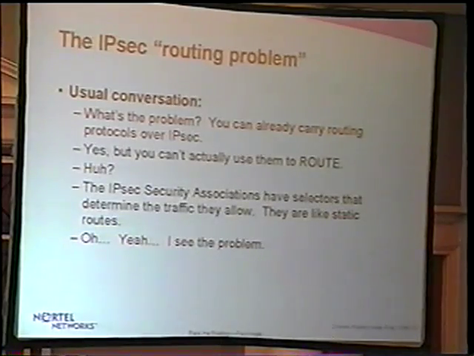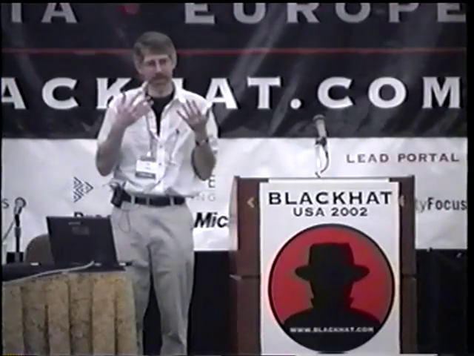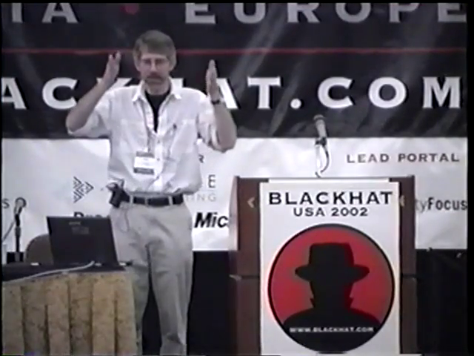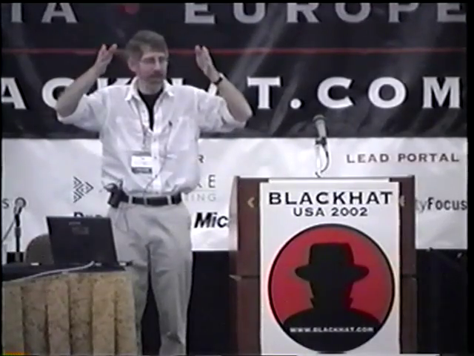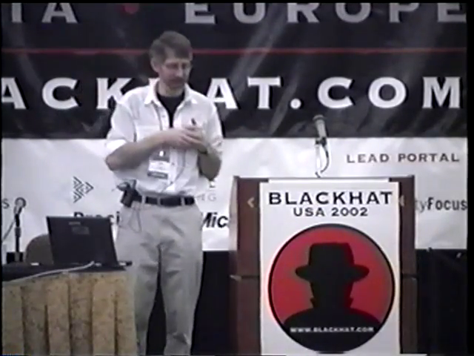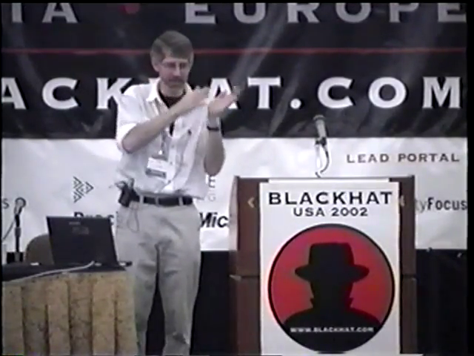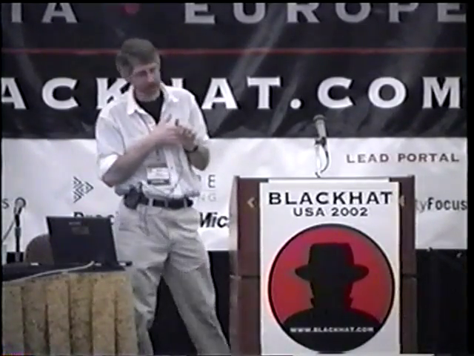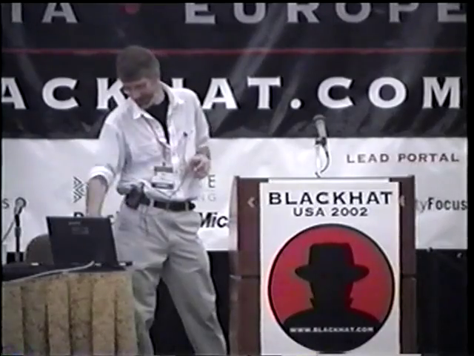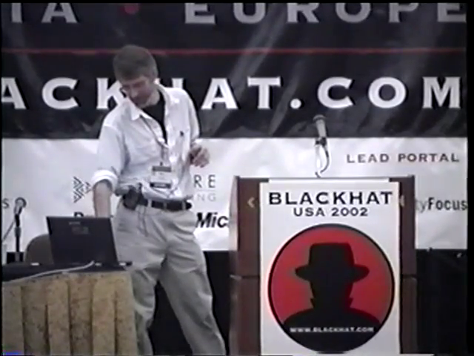If you have a router behind an IPsec gateway, it can send a packet through the IPsec gateway. It can send routing information through a gateway to another site. But the trouble is that the IPsec gateways, even if they're the ones doing the routing, can't use that routing information in a straightforward way. I've got a diagram that shows that a little bit better.